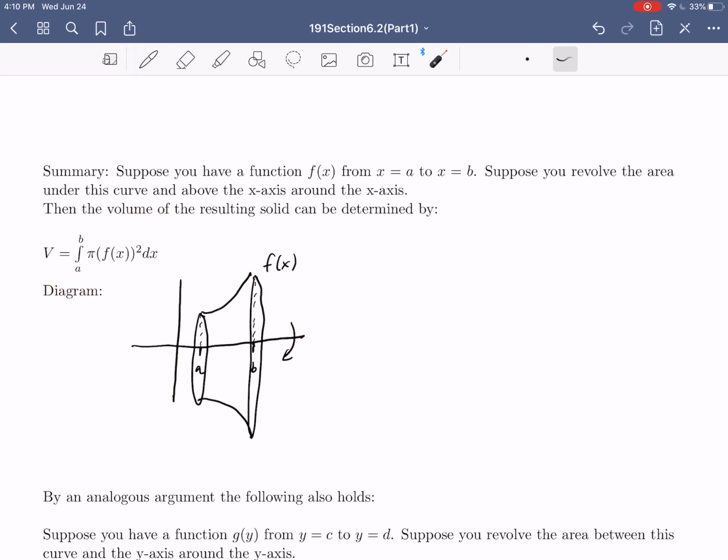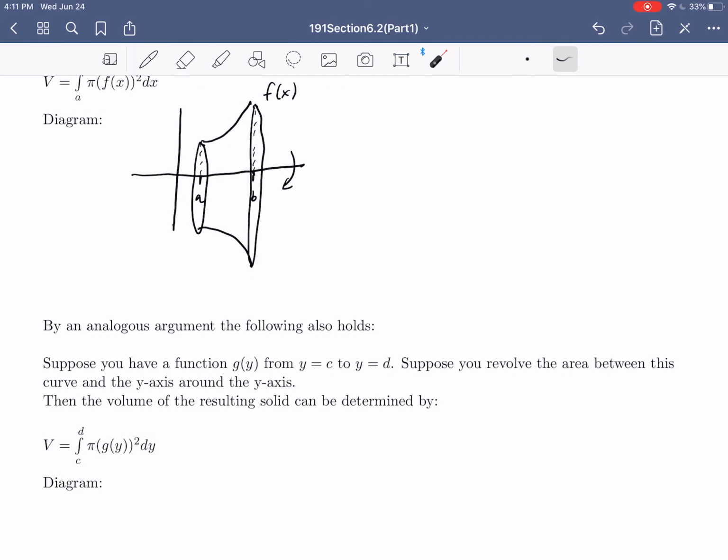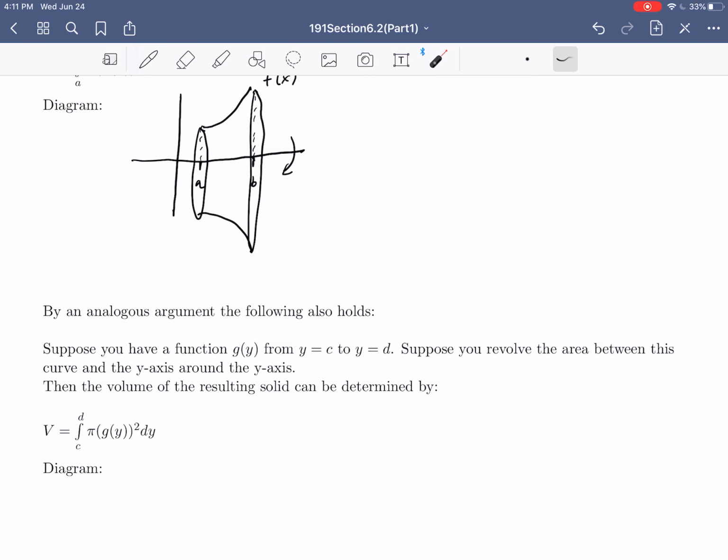Now we could redo everything we just did from the y perspective. We could instead talk about what happens if we have a function of y and we go around the y-axis. It shouldn't be a surprise that this is completely analogous, so I'm not going to go back and rederive it. Instead, we're just going to state it. So we get a follow-up from the y perspective.